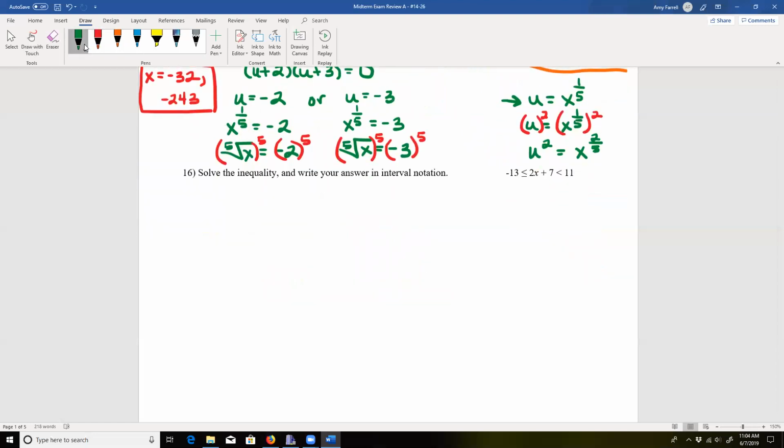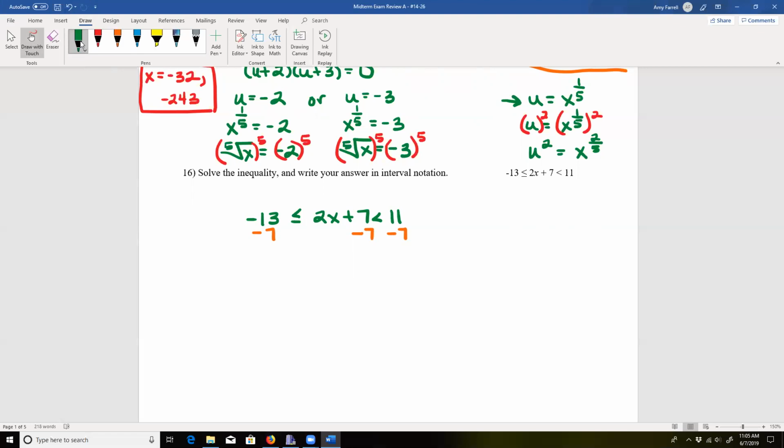All right, number 16. I'm going to go ahead and copy this inequality over here. So we have a three-part inequality, and when we have a three-part inequality, we work to isolate x in the middle. Whatever we do to the middle to isolate x, we do to all three parts. So I would want to subtract 7, trying to get x all by itself in the middle. Whatever I do to the middle, I have to do to all three parts.